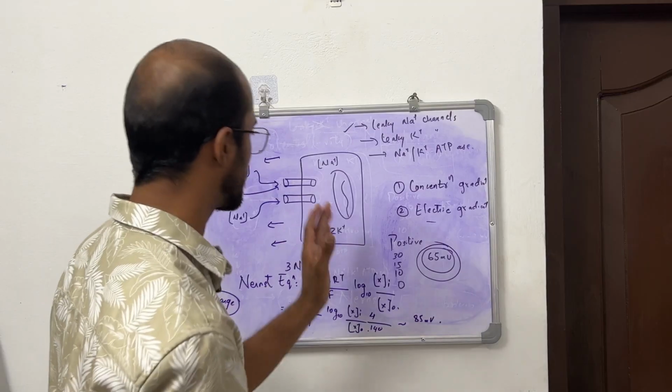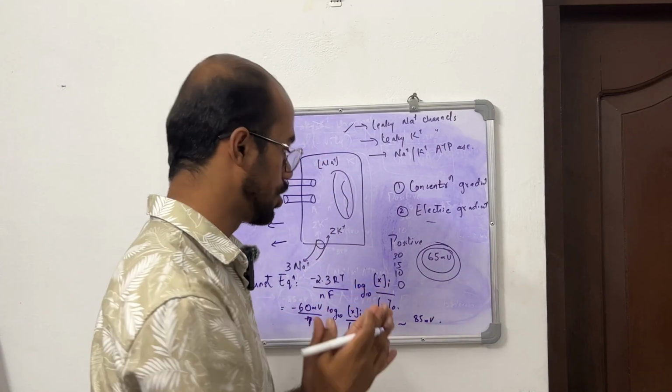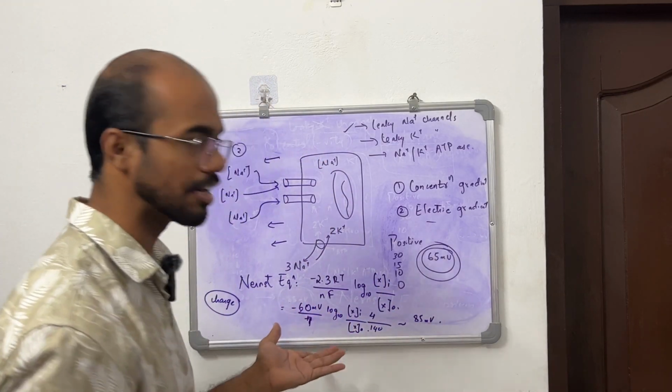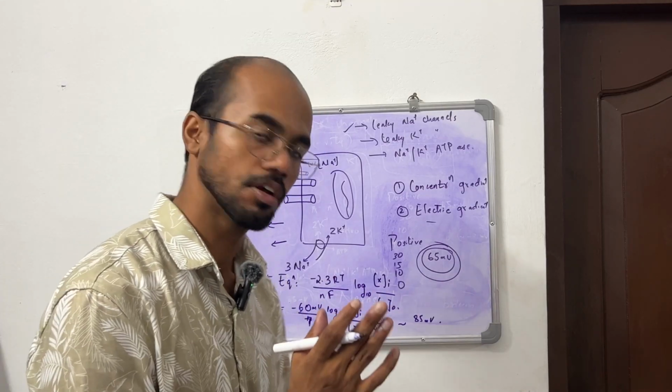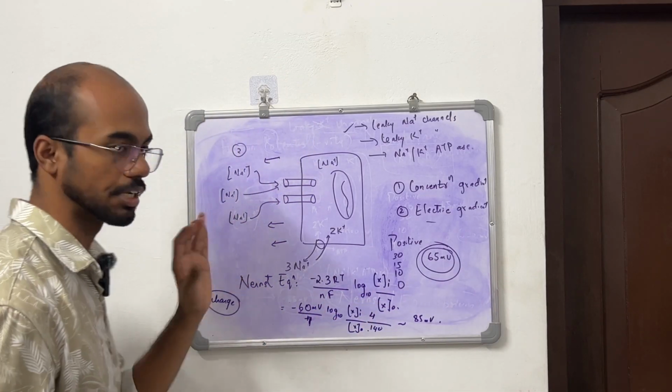And similarly, it is the case for sodium too. You can use the values. These are some standard values. You can take them from some book and then calculate and see for yourself. Okay, this is what we call the Nernst equation.